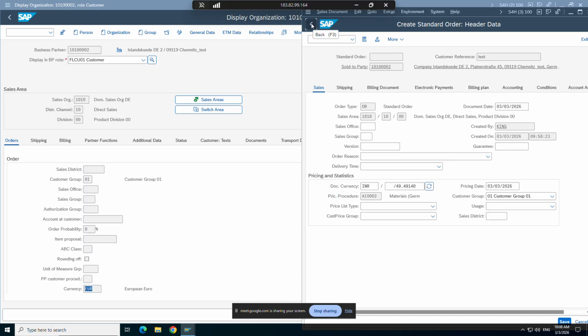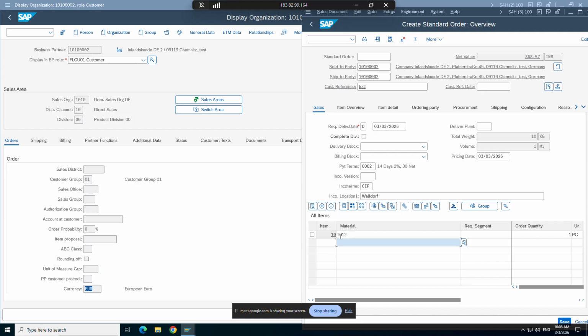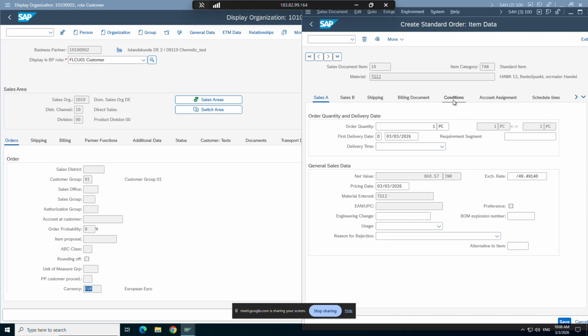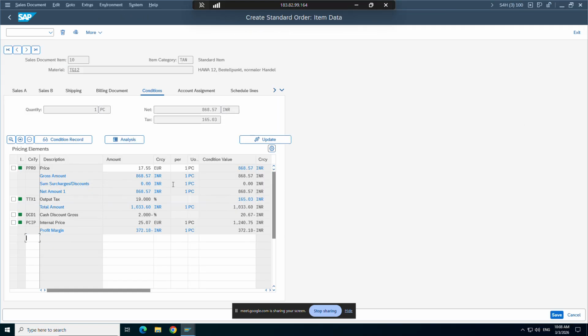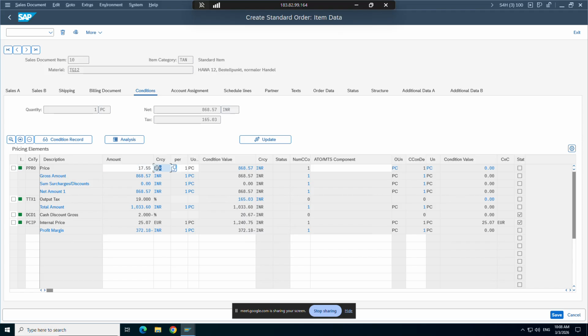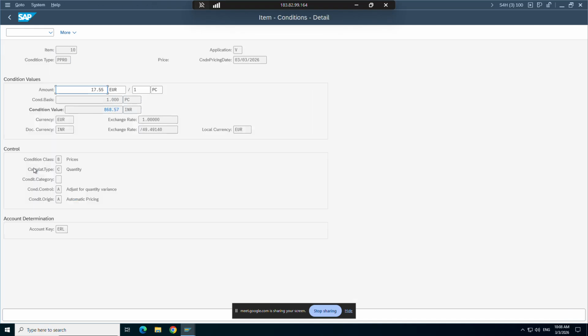Now if you go to item level pricing, I'll show you one thing. You see the price we have entered in euro, but the final value came in INR. Here also, this is the document currency for this line item, so it has INR. So the conversion has taken place automatically. But conversion doesn't happen automatically on its own; this data is maintained somewhere. You see, exchange rates.